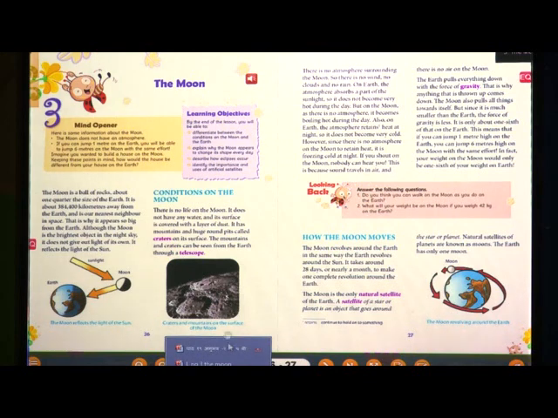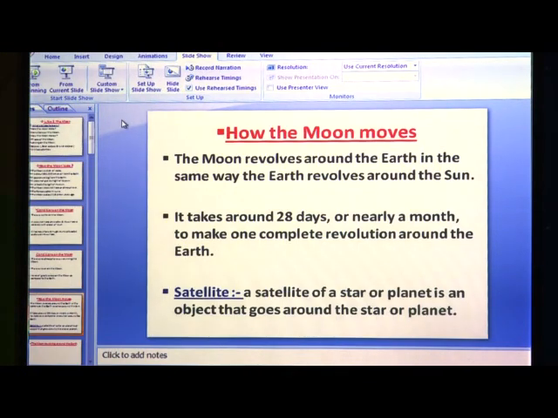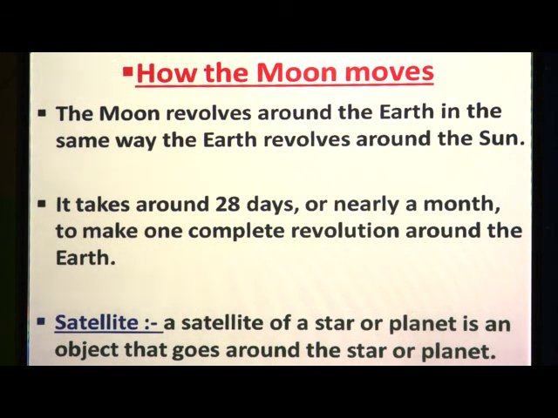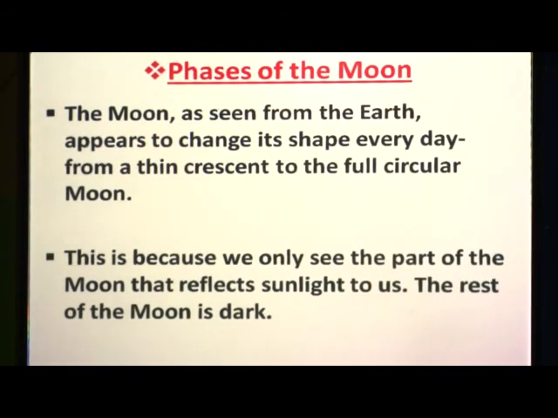Now, afterwards we have to study the next point of the lesson, that is the phases of the moon. Now, we will see about the phases of the moon. As we know, the moon as seen from the earth appears to change its shape every day. Sometimes we see the full moon, sometimes only the crescent part, or sometimes half of the moon. So, this change in shape every day is called the phases of the moon.